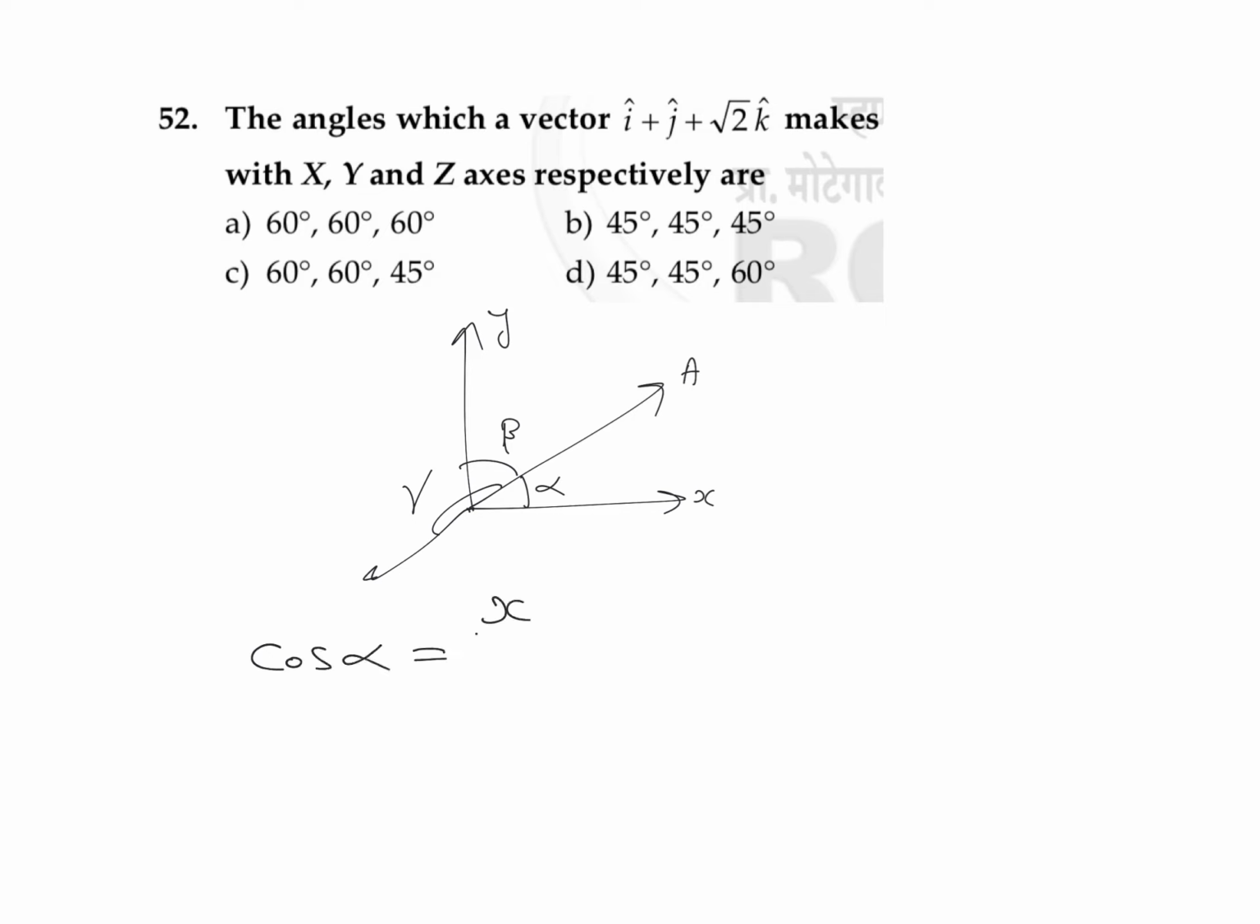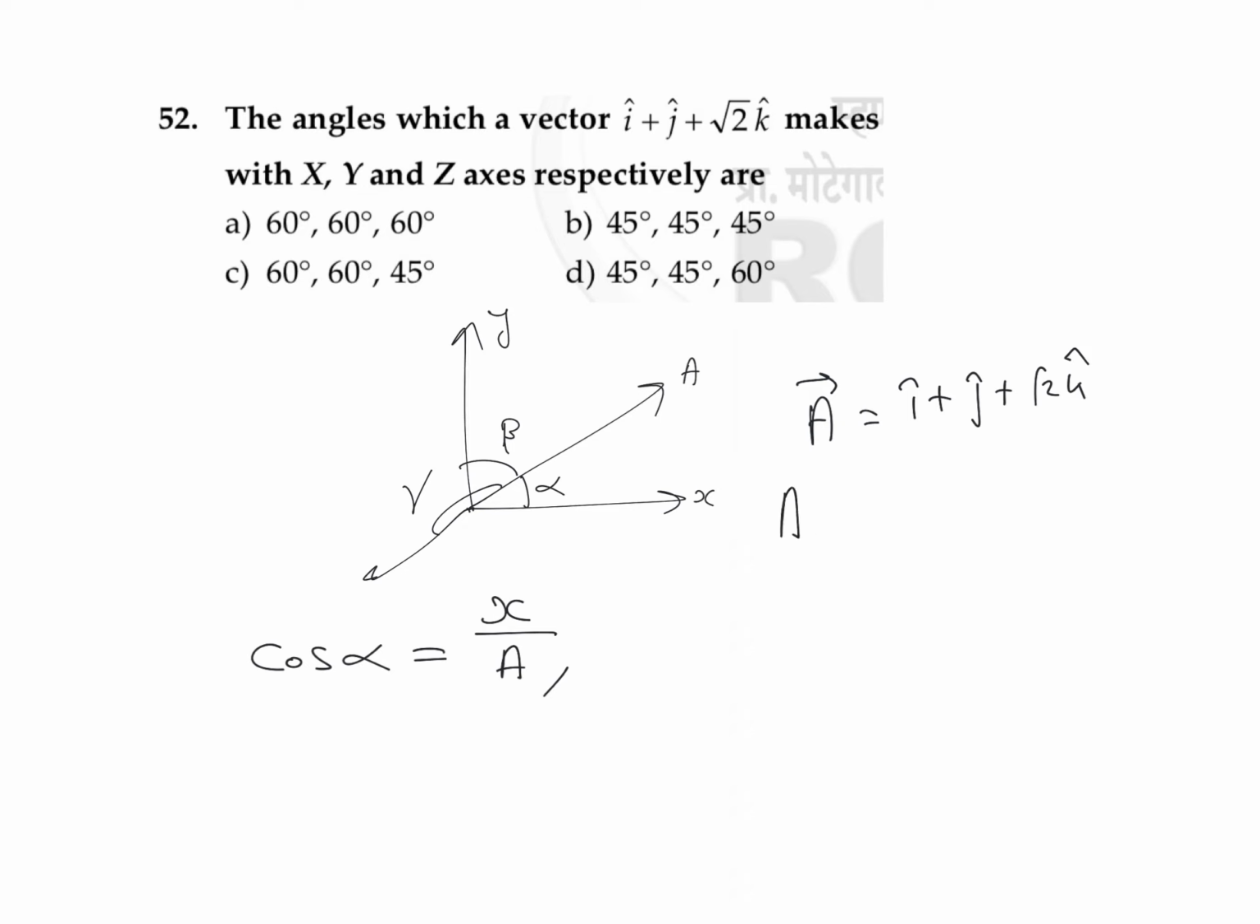Cos alpha is nothing but its x component divided by a, and our vector a is nothing but i cap plus j cap plus root 2 k cap. So its x component is 1, y component is 1 and z component is root 2. Along with that we can write its magnitude also.